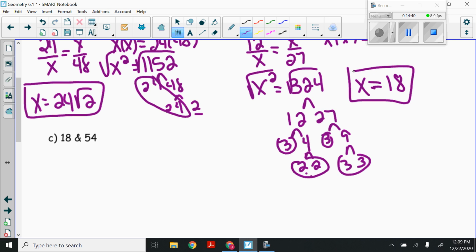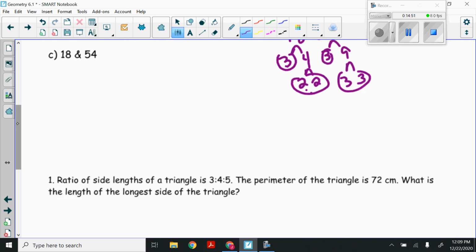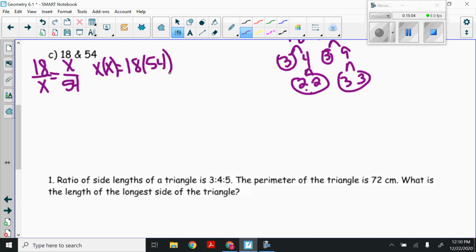The last example of geometric mean, the numbers 18 and 54. So again, 18 over x equals x over 54. So x times x equals 18 times 54. So I get x squared equals 972. Take the square root of both sides.